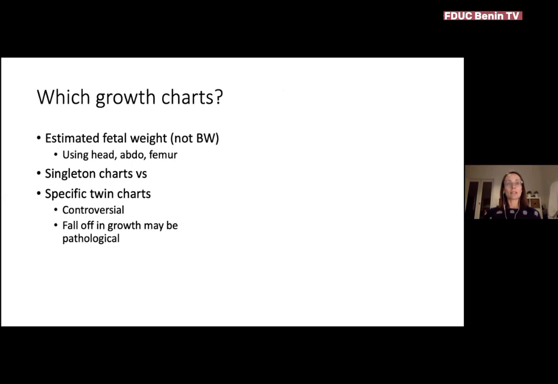The next question is which growth charts to use, and that's a hard enough question in singletons, let alone in twins. But we know that we should be using charts based on estimated fetal weight, not birth weight, and they should include measurements of the head, abdomen, and femur. The main question in twins is whether to use singleton charts, where the twins should be growing at exactly the same rate as singletons, or whether it would be better to use specific twin charts which have been produced.